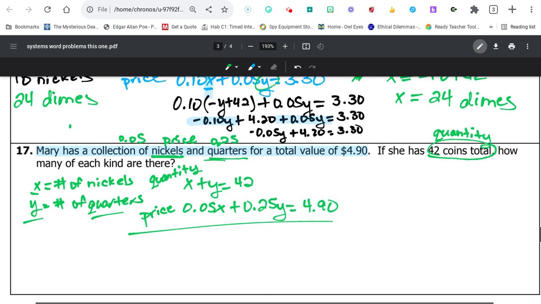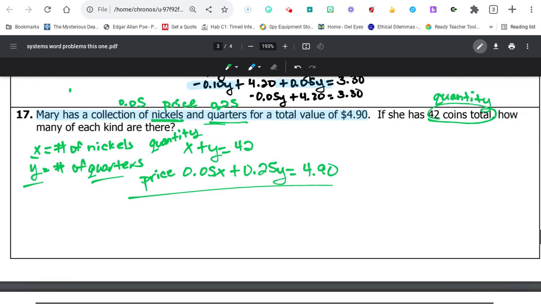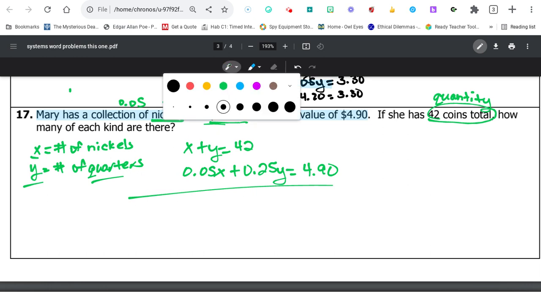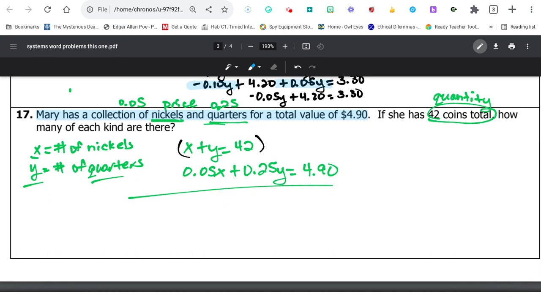And then you could just use substitution. You could use elimination if you want to. Let me go ahead and work this one with elimination. Let me show you how to work this one using elimination. I'm just going to multiply this by negative 0.05, so then I have opposite coefficients.